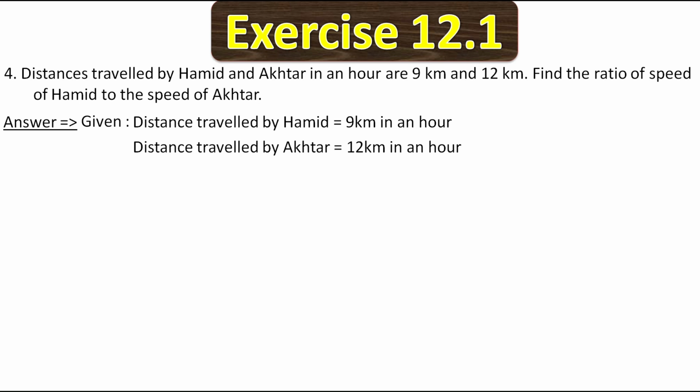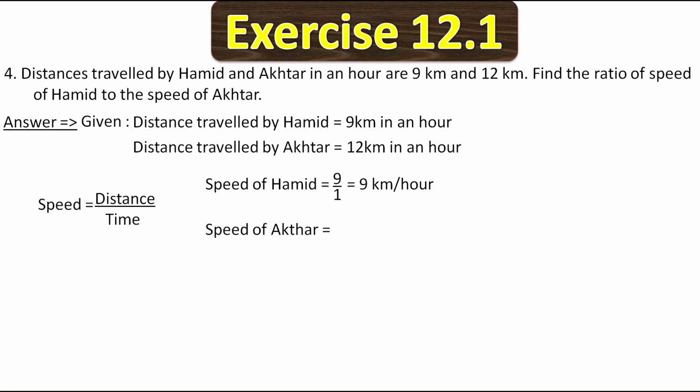So we know that speed is equal to distance upon time. Therefore the speed of Hamid is 9/1. Why 9/1? Because 9 is the distance covered by him and 1 hour is the time he had taken. Therefore the speed will be 9 km/h. And the speed of Akhtar is 12/1. Why? Because 12 is the distance covered by him and 1 is the time taken by him. So his speed is 12 km/h.